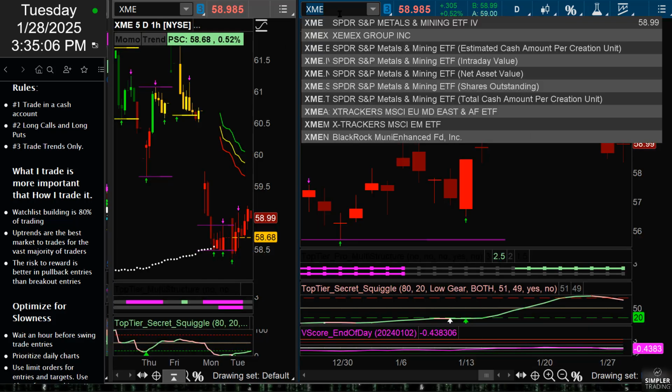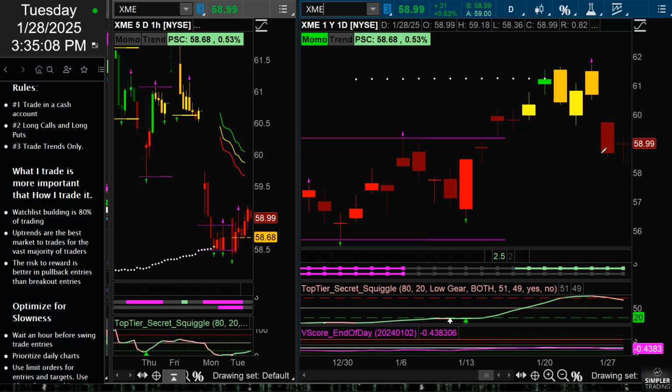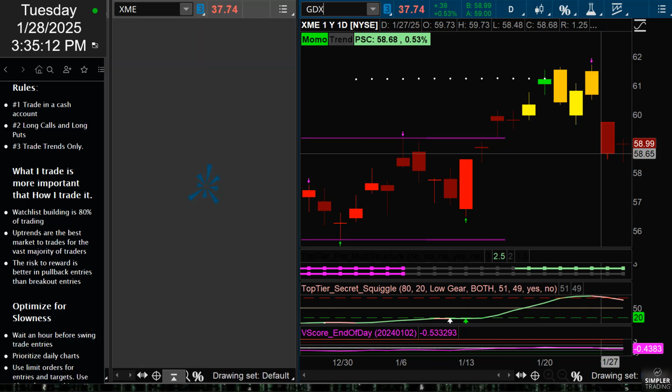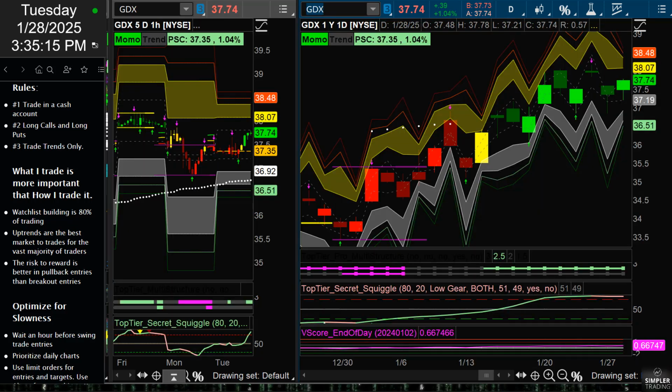So is XME ready for prime time? Here's a really good comparison. XME is a hard no, but GDX, where the primary focus is not just any metals and mining stock, but gold related, look how it's coattailing that strength in gold. This is definitely going to be something to complement that overall approach to gold, to the long side.